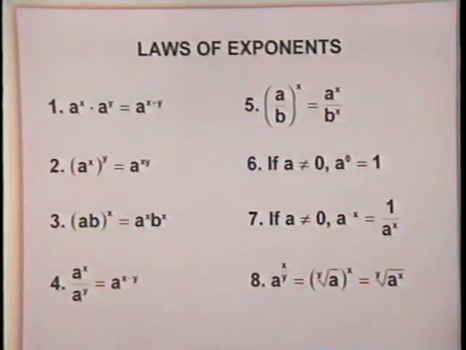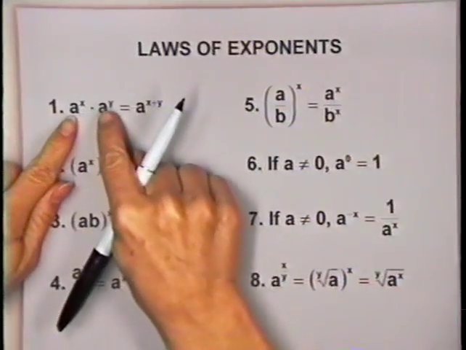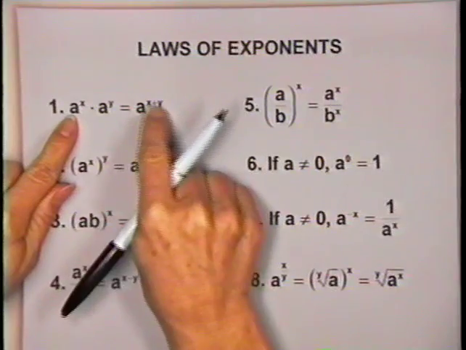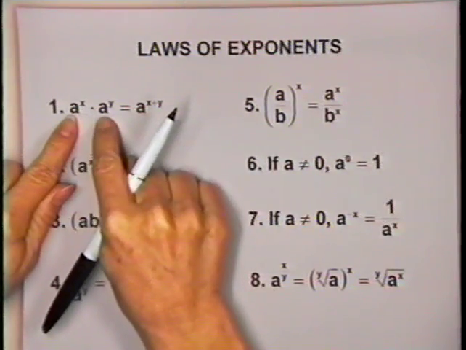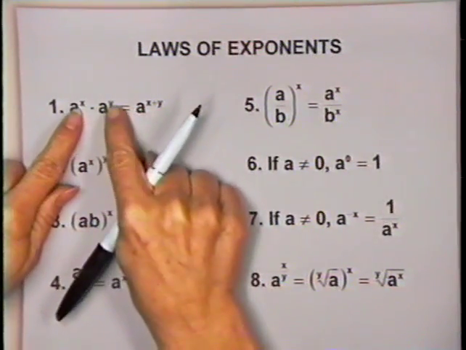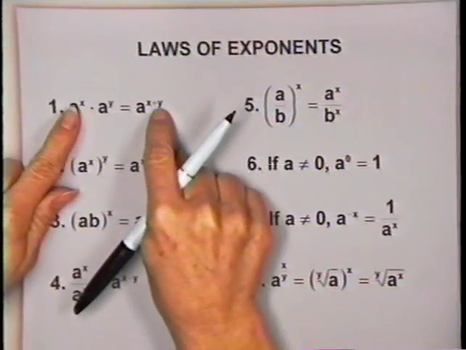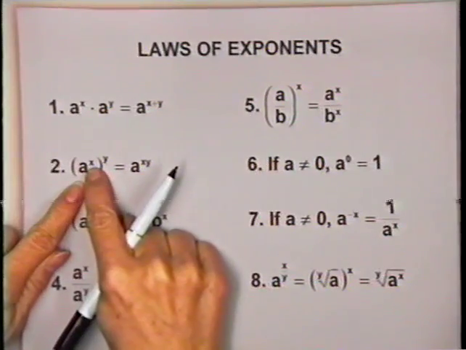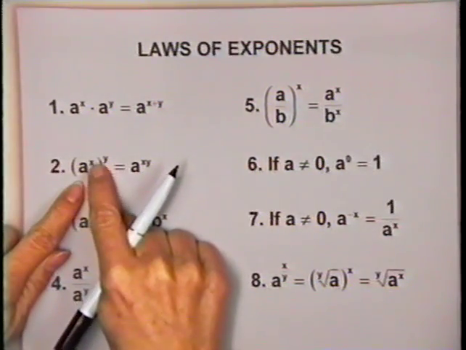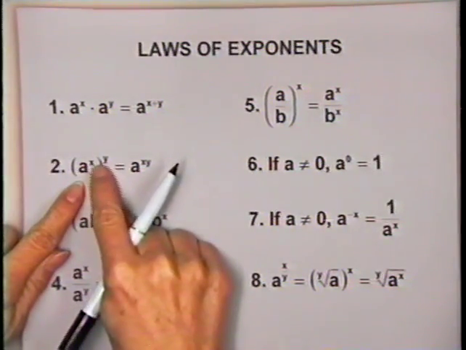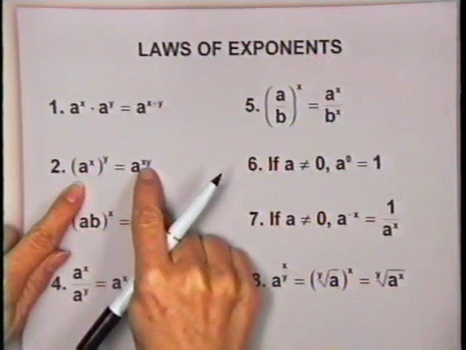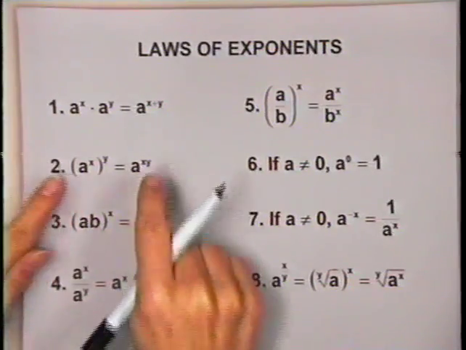Okay, for the laws of exponents, notice this first one. a to the x times a to the y is equal to a to the x plus y. Remember, when you multiply the same base, you write down your base and you add your exponents. Here we have a to the x to the y power. We call that a power to a power. Remember that when you have a power to a power, you multiply exponents. So you'll notice here we've written our base a, and we have xy, meaning x times y.